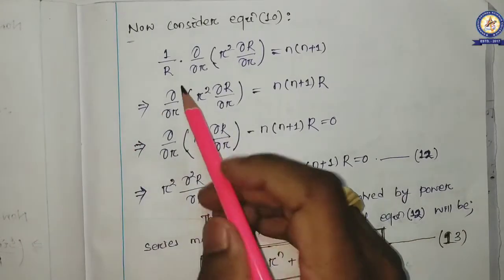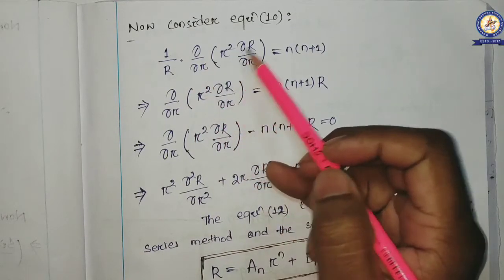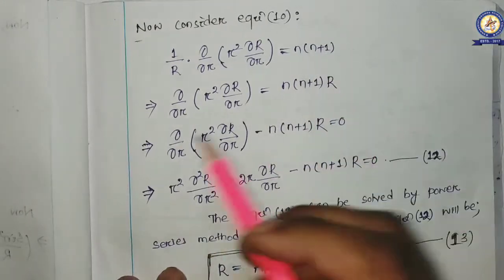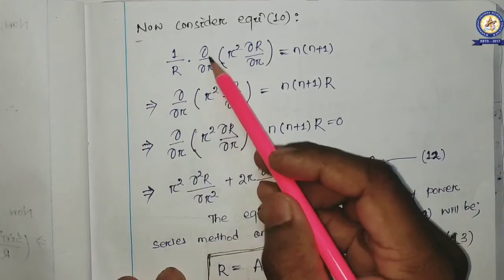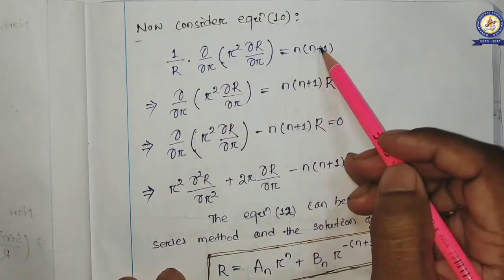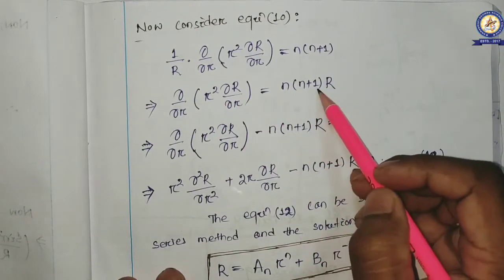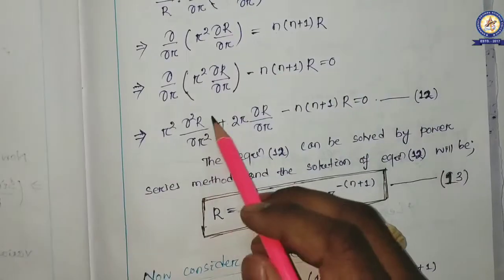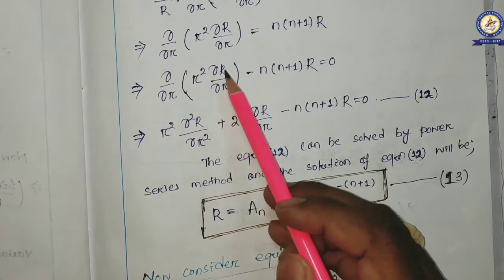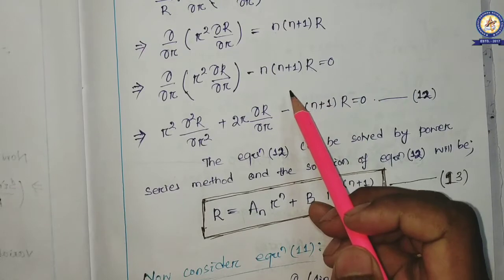So equation number 10 is 1 by r into del by del r of r square del by del r of capital R equals n into n plus 1. That implies del by del r of r square del by del r of capital R; this r is multiplied with the RHS, so it will be n into n plus 1 into r, and this term is taken to the LHS. So this implies del by del r of r square del by del r of capital R minus n into n plus 1 into capital R equals 0.